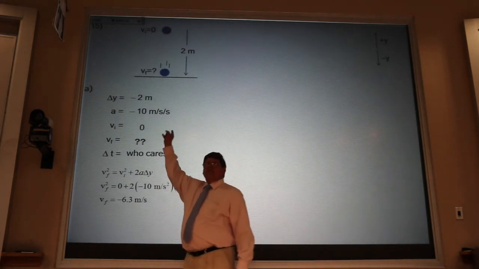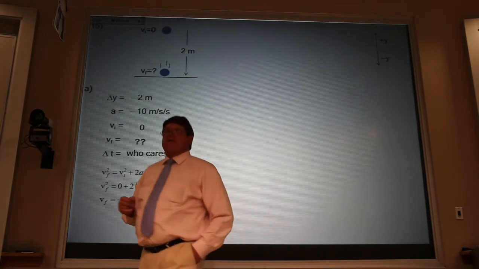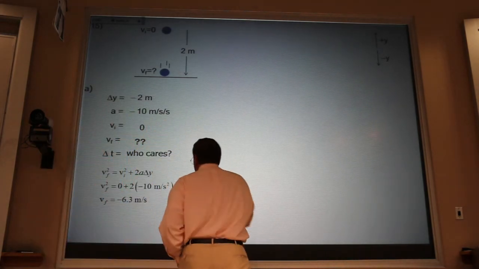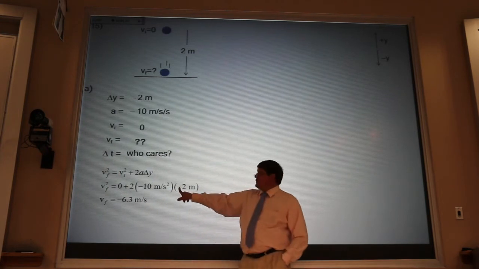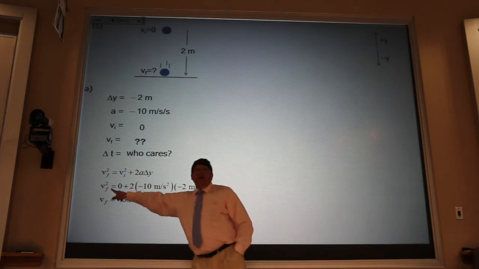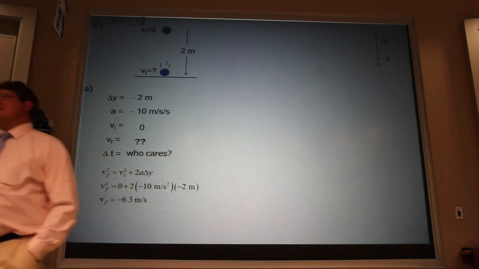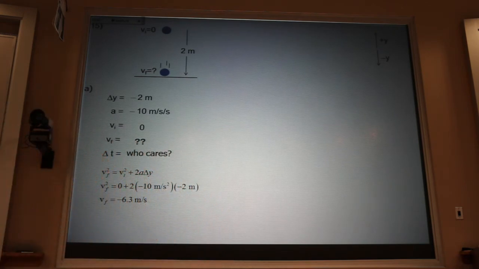Now, folks, you may have thought that I was just being picky about the minus 2 meters. Not so. If you had put plus 2 meters instead of minus 2 meters, you would be taking the square root of a negative number. If you do that, your calculator will explode. There will be shrapnel all over the room. You don't want to do that. Okay? That minus sign is critical.